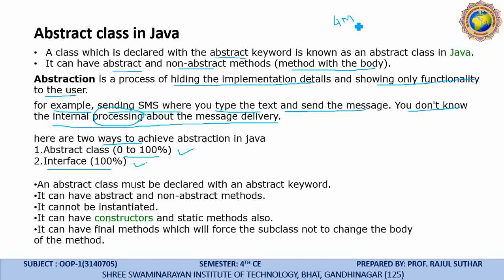So what is an abstract class? An abstract class must be declared with the abstract keyword. It can have abstract and non-abstract methods. It cannot be instantiated, but it can have a constructor and static methods. Remember this. It can have a final method, which forces the subclass not to change the body of the method. Final means if we declare a particular thing as final, we cannot change it. Previously we discussed this in chapters 4 and 5.